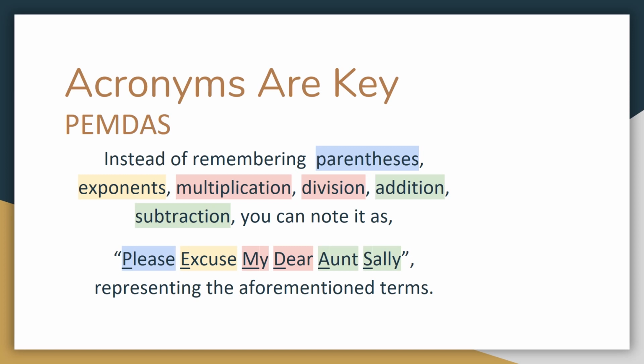So if you notice, the "Please" is P, so that connects with parentheses. "Excuse," which is E, connects with the exponent. The word "my" connects with the M, which is multiplication. D for "dear" connects to division. "Aunt," which is the A, connects to addition, and then S connects to subtraction. So that's another way to remember the PEMDAS order, by remembering this phrase: Please excuse my dear Aunt Sally. All right, so that's about it in our video.